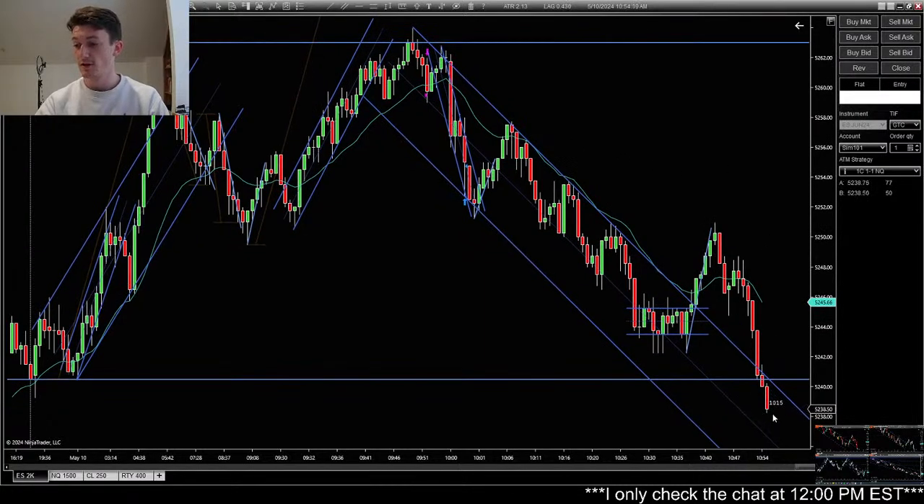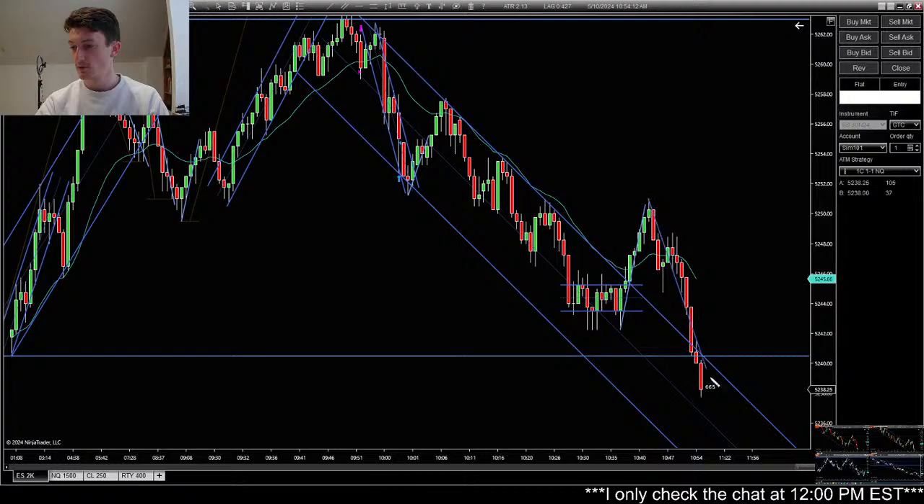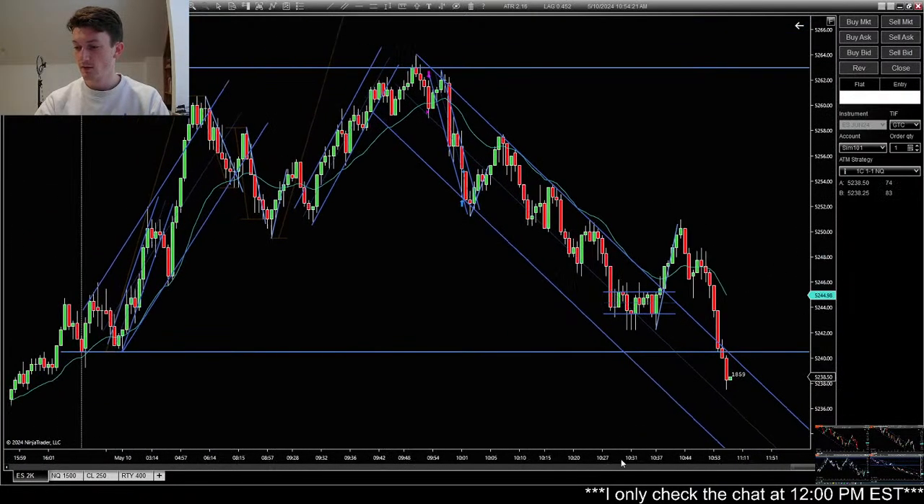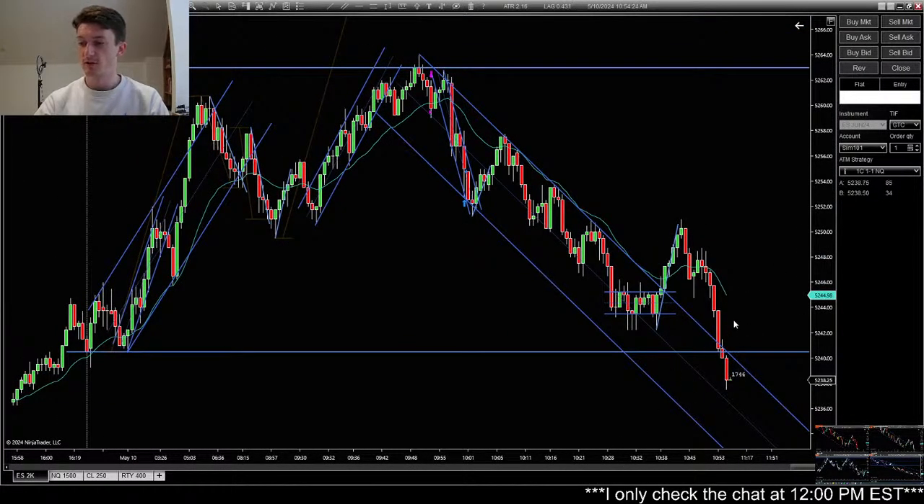It's a very strong push down though. Jeez. Could be a secondary trend down. Could be exhaustion as well.